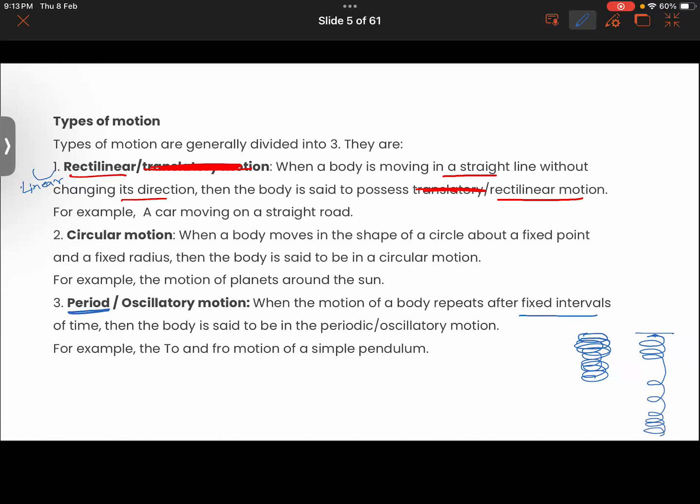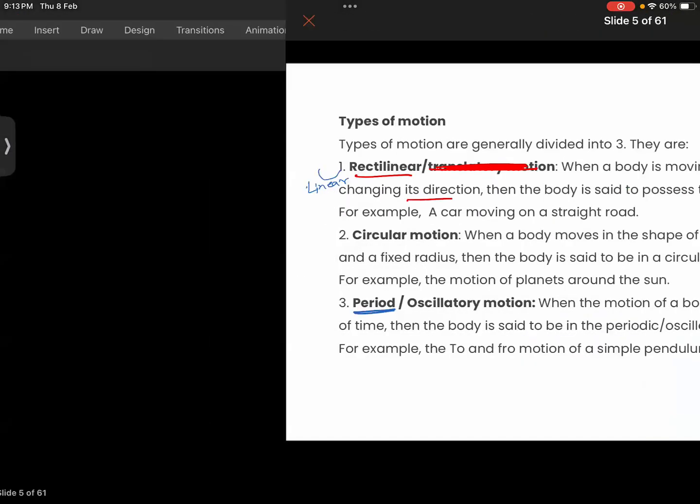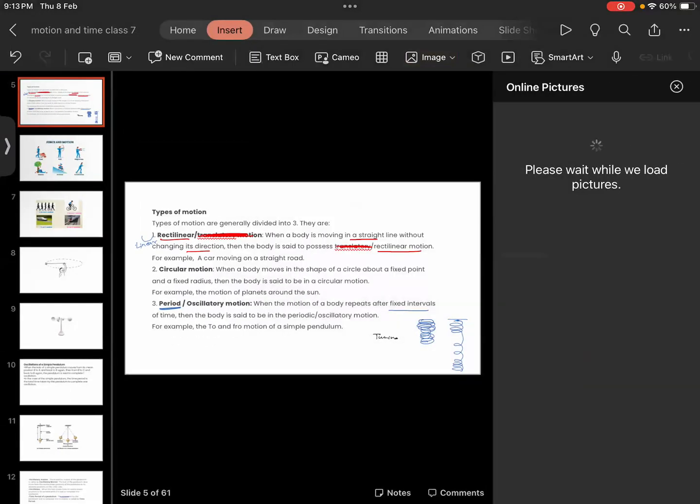It has contracted and then relaxed and then again got contracted. So like this, it will fall down. Getting it now? Then you have the example of a tuning fork also. Look at how a tuning fork will be doing motion. Have you guys used a tuning fork? Have you guys seen a tuning fork?